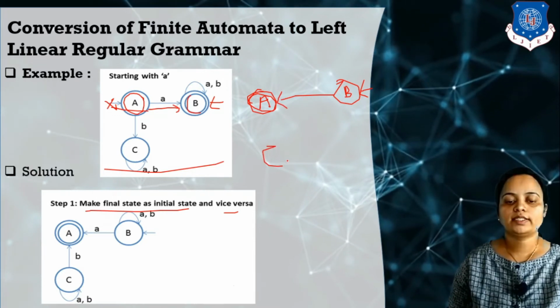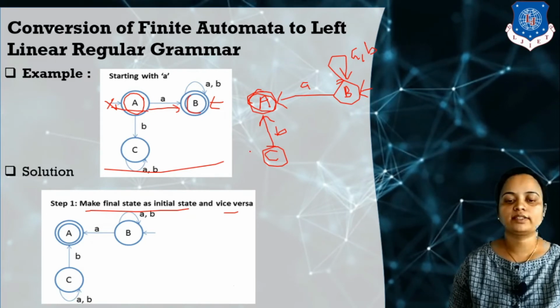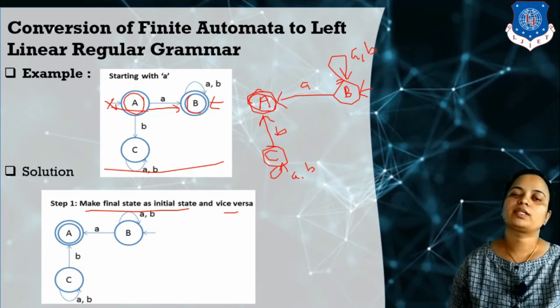Now C appears again. Now the direction is moved from A to C. We have to move this. Now the inputs are as they are. We have to write down over here A, B. Now the self loop is as it is. The self loop is always the same. There is no change in the self loop, and no direction change in the self loop because it moves to the same state.